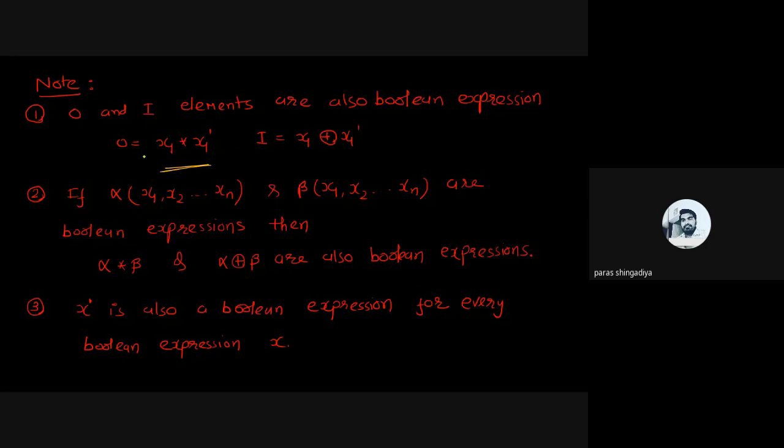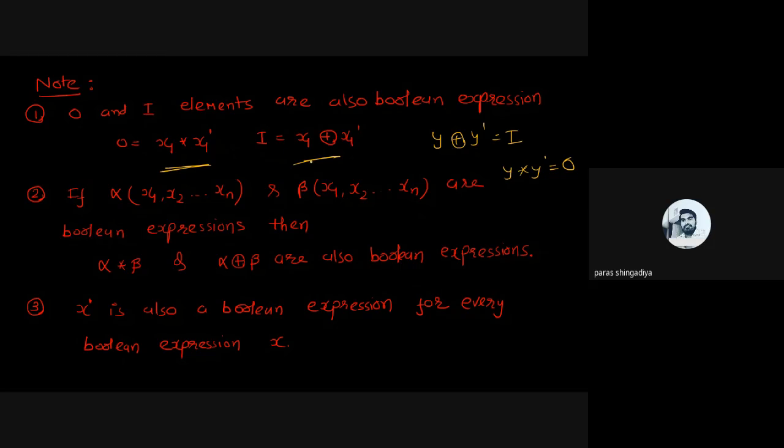Clear? And I can be defined as x1 ring sum x1 dash. By using ring sum you will get the I element, and by using the star you will get the 0 element. So x1 ring sum x1 dash is equal to I, and x1 star x1 dash is equal to 0. You can also change the element there. Let us consider y. So y ring sum y dash is equal to I, and y star y dash is equal to the 0 element. Clear? Combining with star its complement gives the 0 element, and combining by ring sum with the complement element gives the I element. The element may be anyone.